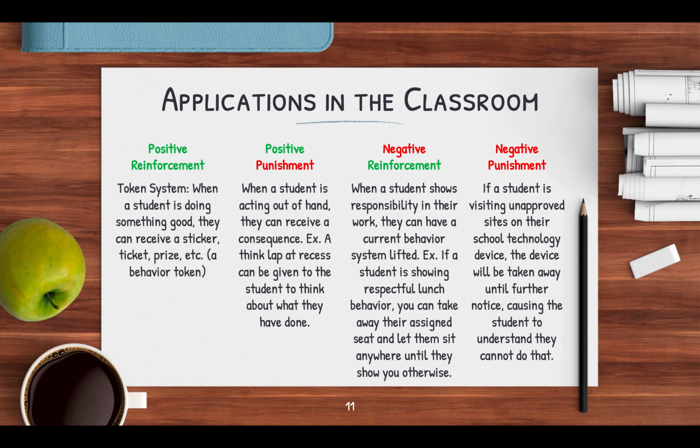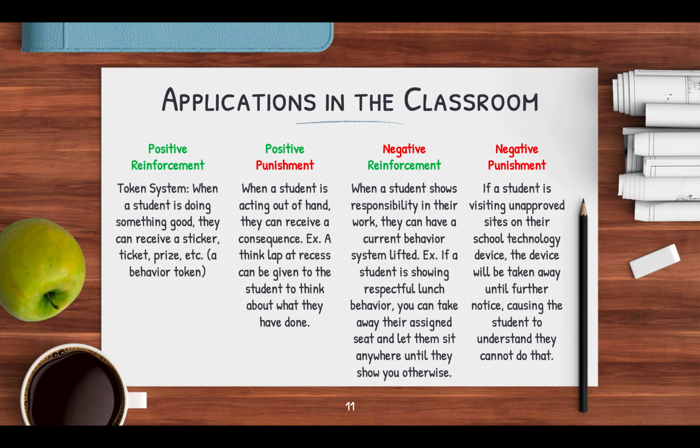You have positive punishment, which is giving the students a consequence to make sure that they don't repeat that behavior. So if a student is not behaving the way that you want them to, you can give them a consequence, which is where the positive comes in. You can give them a think lap at recess. So during recess time, they have to maybe walk the perimeter of the basketball court to think about how they could change their behavior for next time.